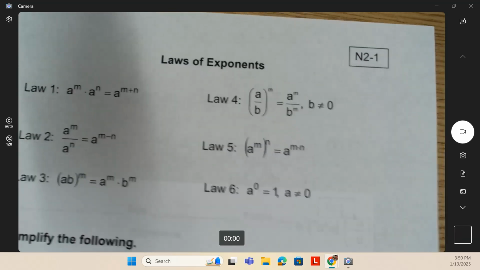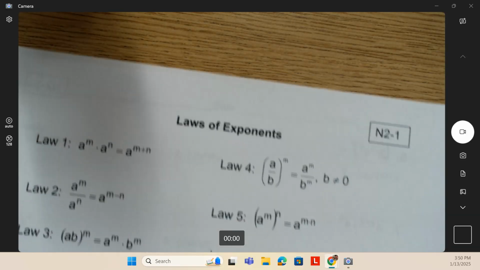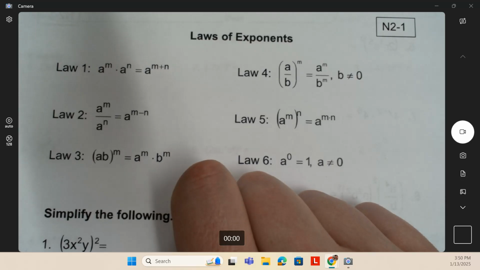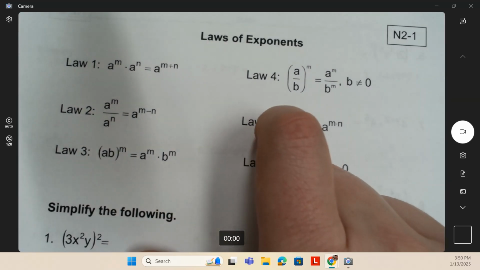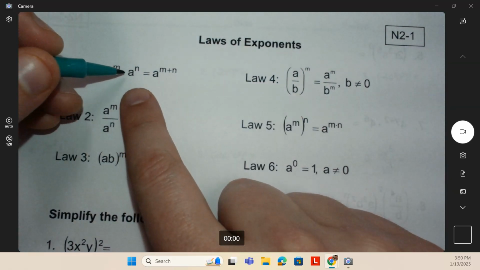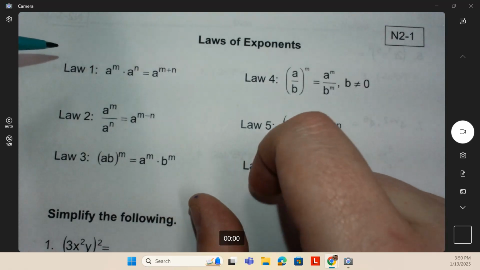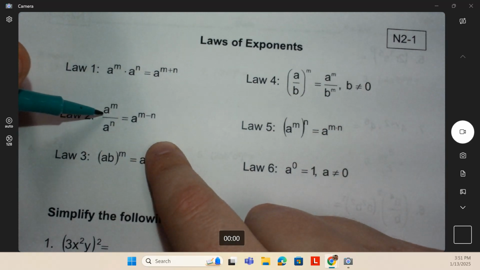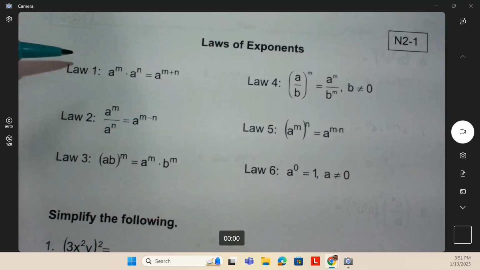Okay, we're going to look at our laws of exponents. So going over what happens when we do different things that involve our exponents. Starting out, law number one is when I have something multiplied, so a variable with an exponent times that same variable with an exponent, I add the exponents together. Law 2 is similar, that if I have the variable with an exponent divided by that same variable with an exponent, I would subtract them.